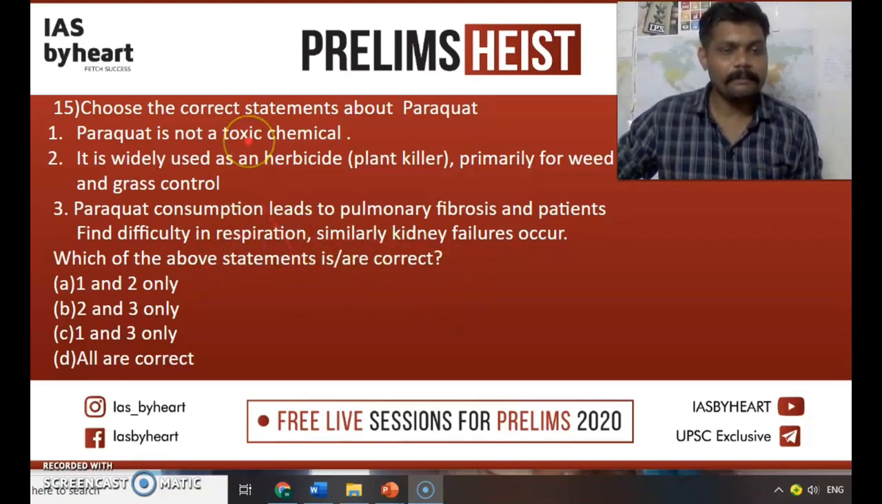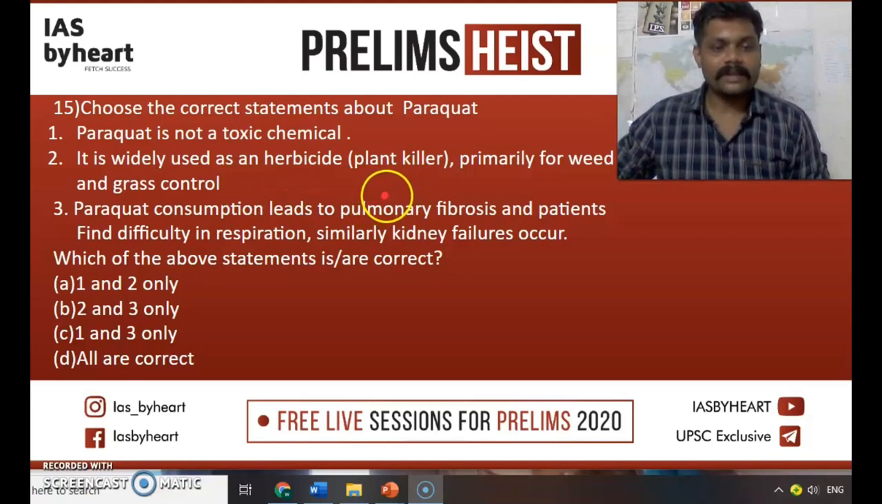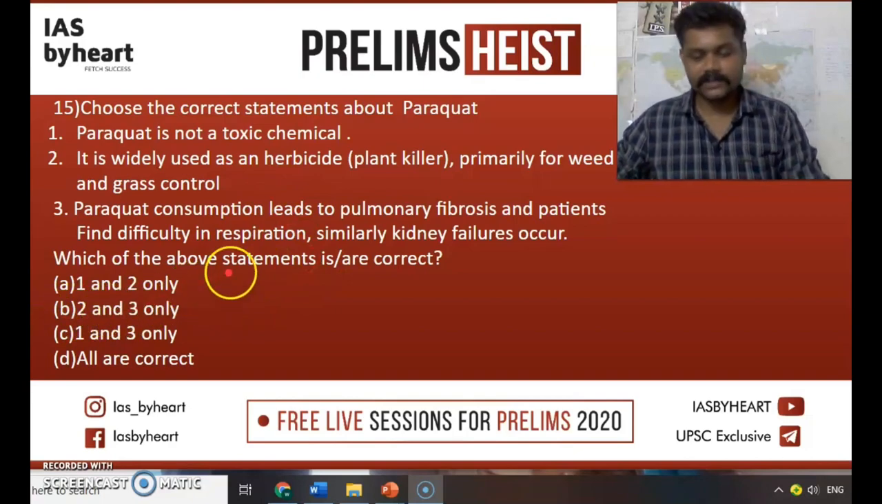The first one, paraquat is not a toxic chemical, is wrong, because paraquat is a toxic chemical. That it is used as a herbicide primarily for weed and grass control is a right statement. And the third one, paraquat consumption leads to pulmonary fibrosis, and it also causes kidney failures and difficulty in respiration. So by eliminating the first one, we have our answer as 2 and 3. Option B is the right answer. So here is our explanation.